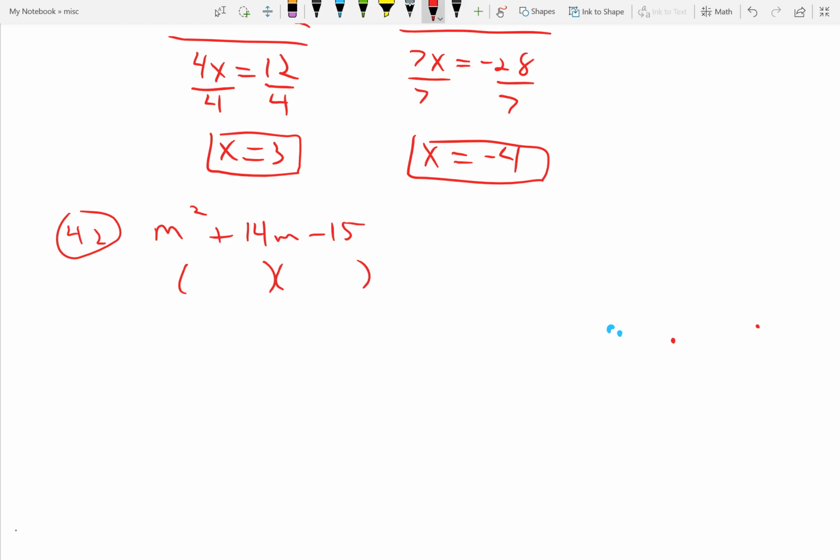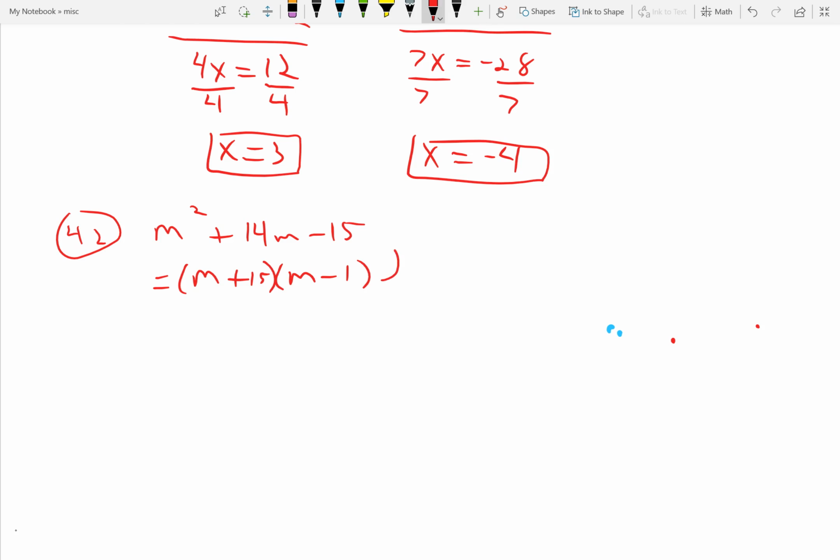I'm not sure how our teachers demonstrate how to factor, but you want to make this m squared. You need an m times m. Since this second operator is a subtraction, one of these will be a plus, one's a minus. To multiply to give 15, amongst other things, it's 15 and 1. It'll be a positive 15 and a minus 1.